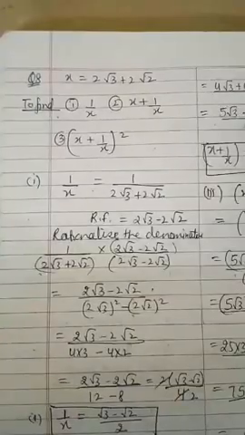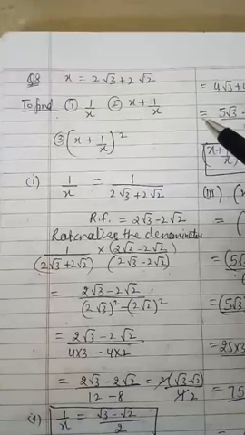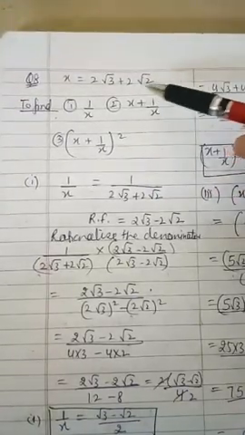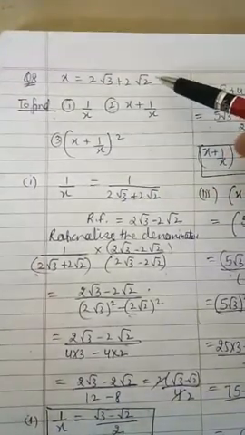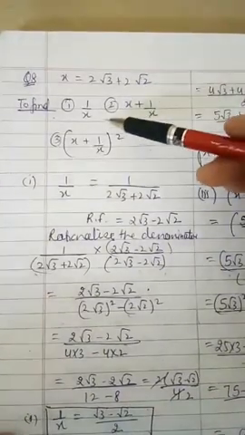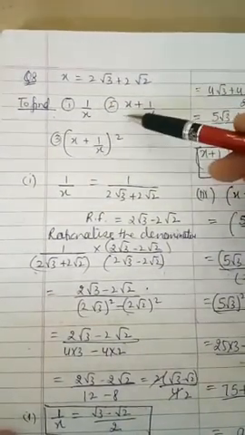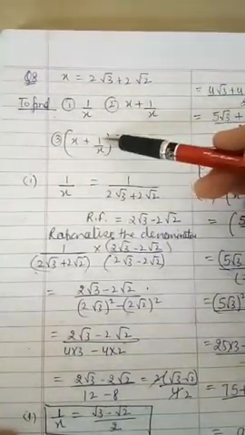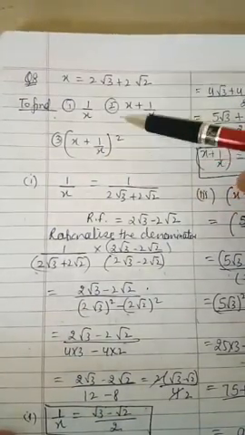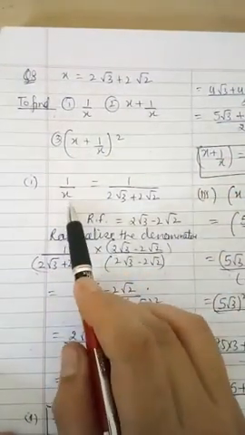Then question number 7 is similar. Come to question number 8. This is a statement, this is the value of x. You are supposed to find 1 by x, x plus 1 by x, and (x plus 1 by x) whole square. First of all, 1 by x we will calculate.